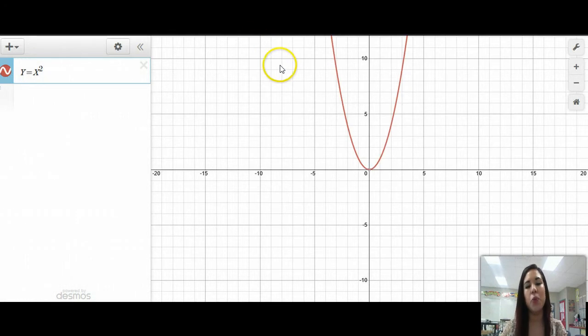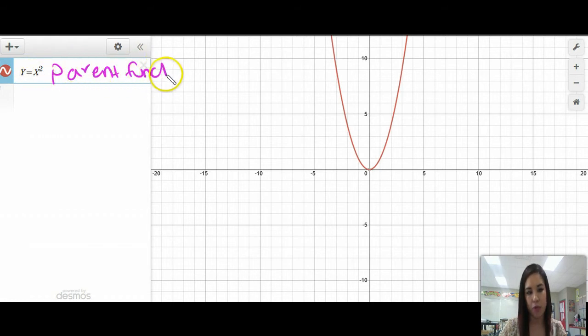Hi guys, in this video we're going to be looking at quadratic functions and what their graph looks like, and how, if we change things in the parent function, it affects the graph. So the first thing I want you to write is that our parent function is y equals x squared. That's our parent function.